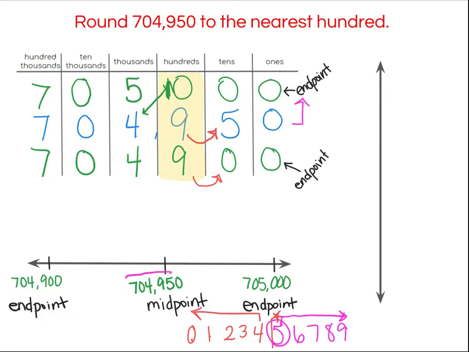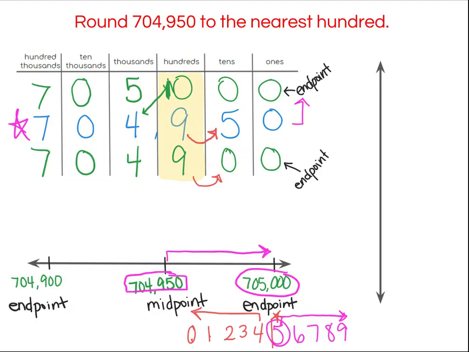So this number right here was the number that we originally started with. So if it is exactly on the midpoint, we round up. So 704,950 is about 705,000 when rounded to the nearest hundred.